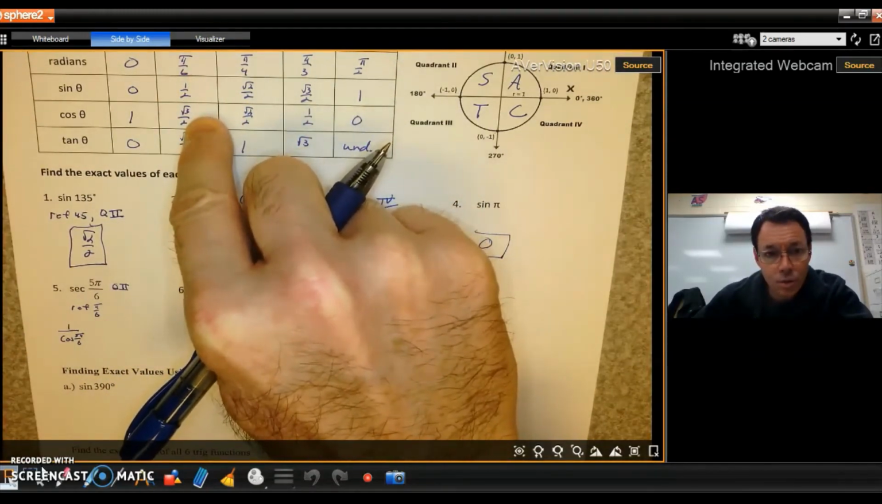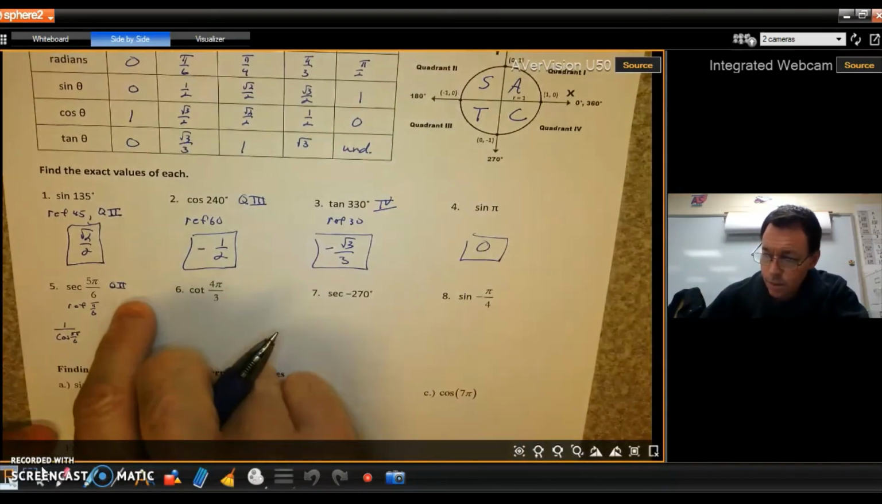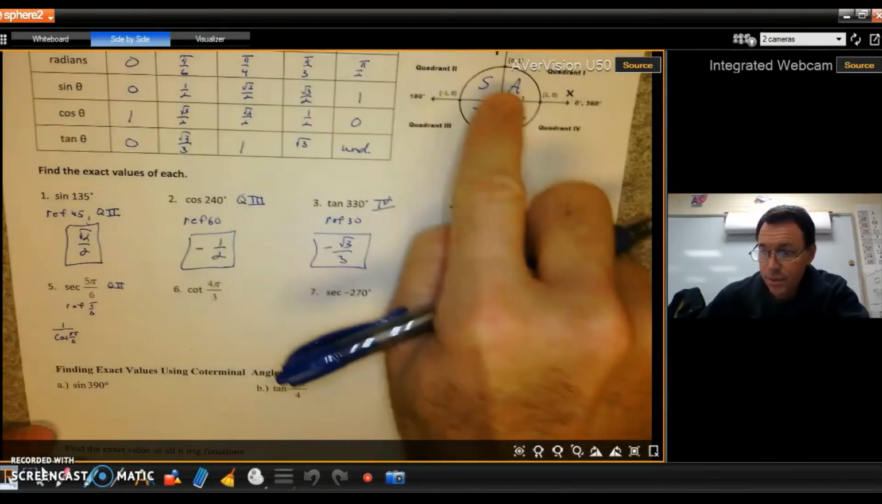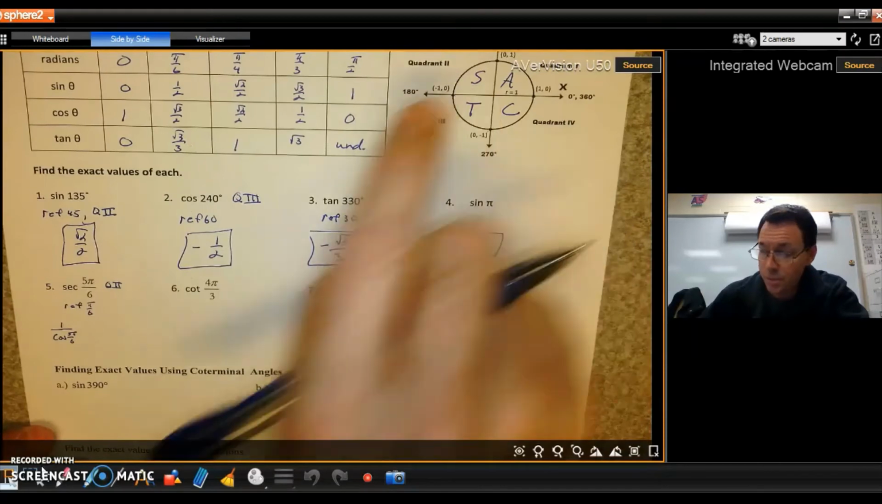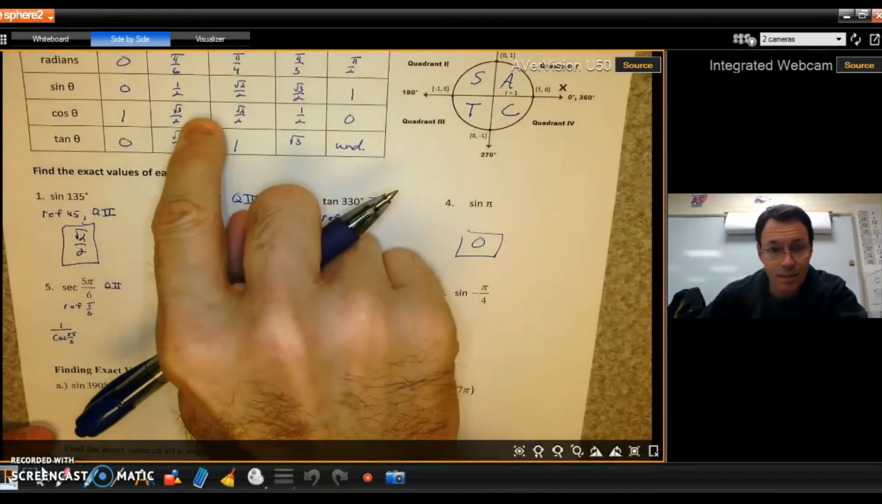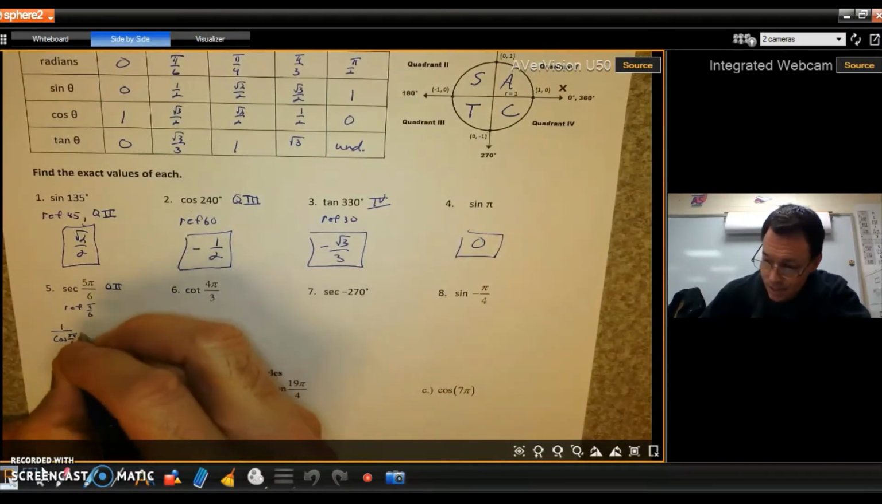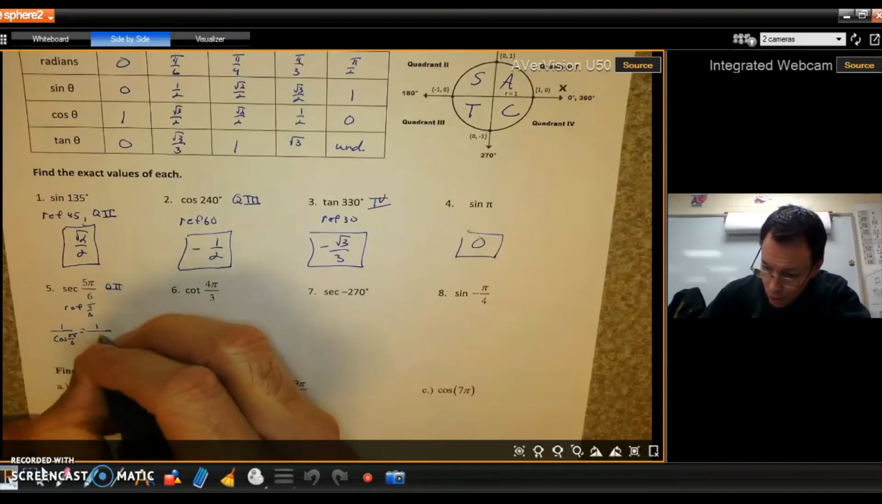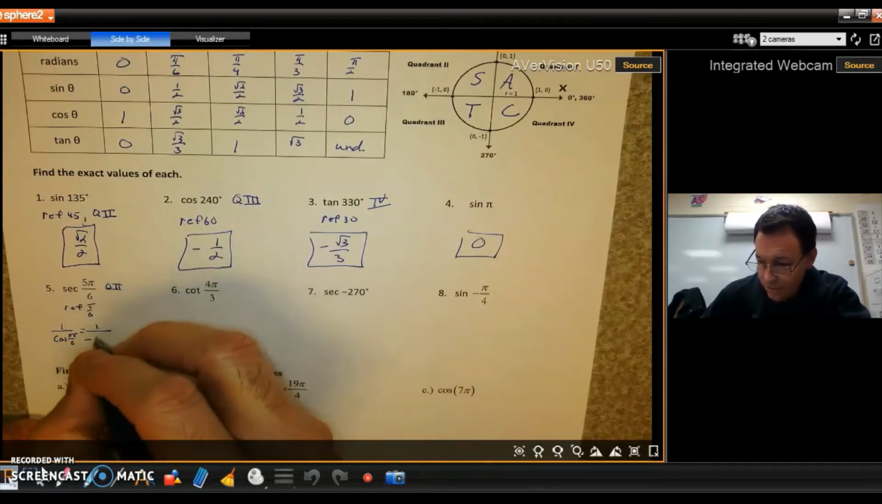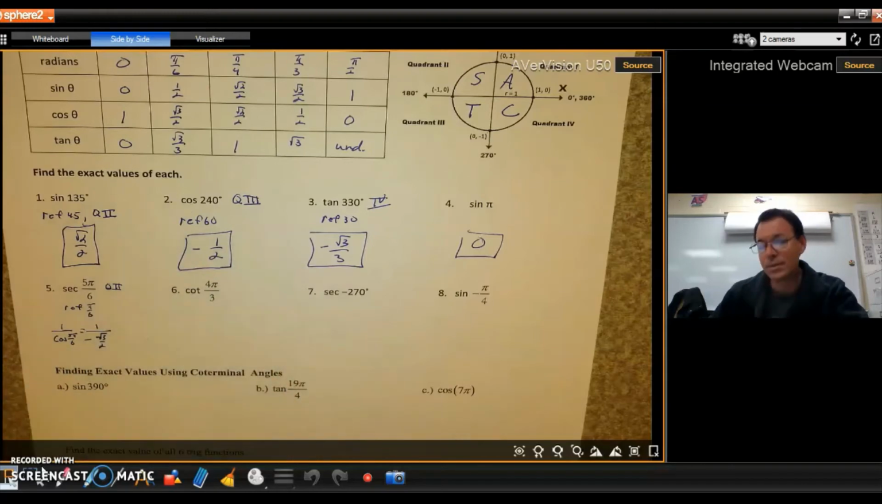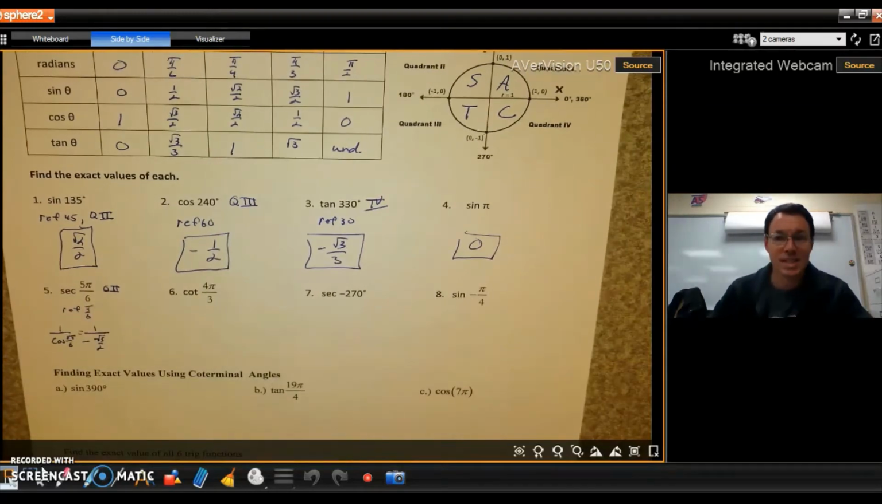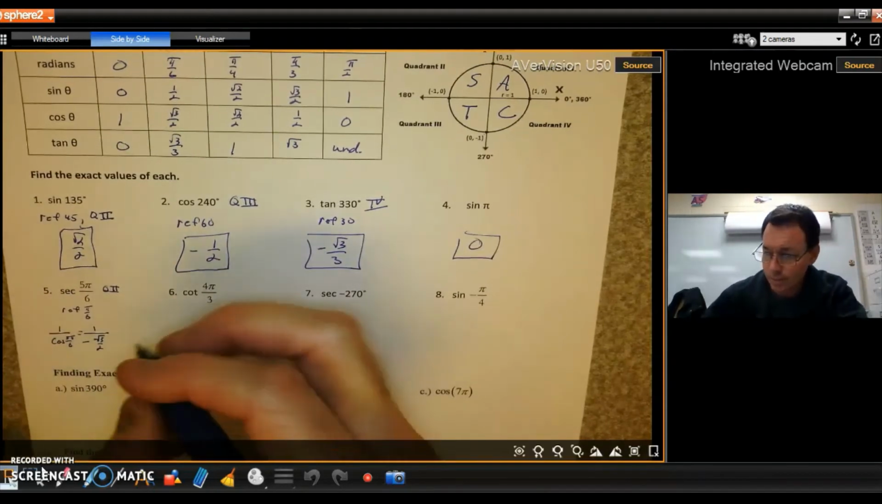This angle is in quadrant 2, so it should be negative, because cosine is negative in quadrant 2. So the cosine would be negative radical 3 over 2. One more thing, I got to flip it. So this is like 1 over the negative radical 3 over 2. This is just a fancy way of saying the reciprocal of something. So now we're going to flip it. We're going to take the radical 3 over 2 and rewrite it as 2 over radical 3.